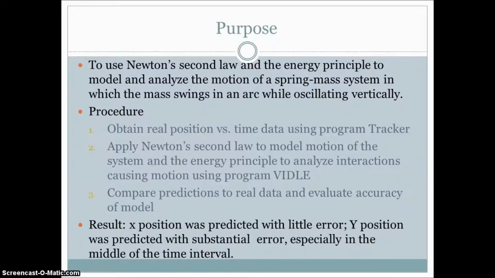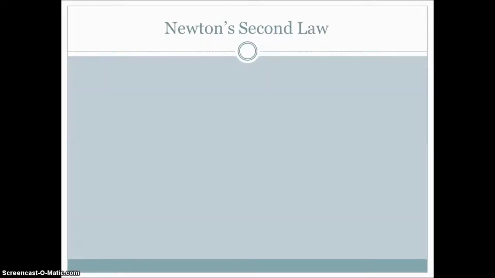To do this, I first used the program Tracker to obtain real position and time data. I then used VPython to model the motion and energy conversions. Lastly, I compared the motion predictions to the real data to evaluate the accuracy of the model. The model predicted the x position accurately, but failed to predict the y position in the middle of the time interval.